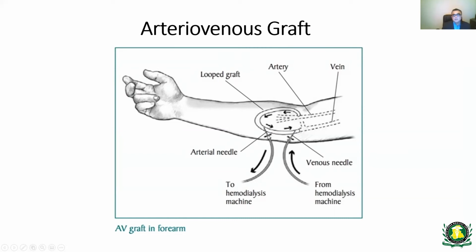The needles are placed in opposite directions, so the blood that's coming through the artery side goes to the dialyzer and comes back through the venous needle and goes back to the body. AV graft has higher chances of clotting, a relatively short life, and a higher risk of infection.